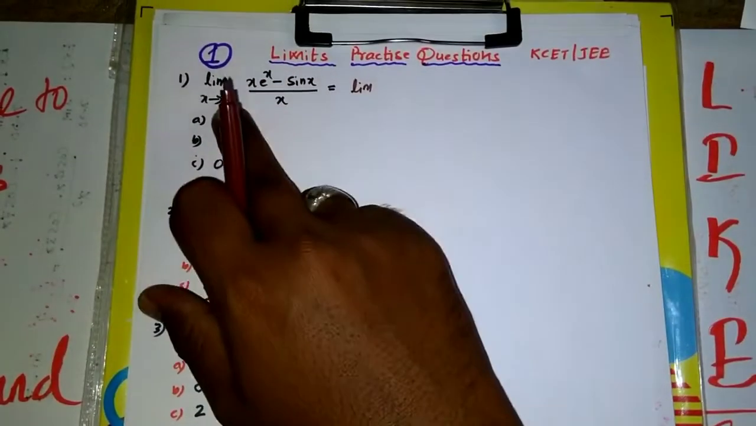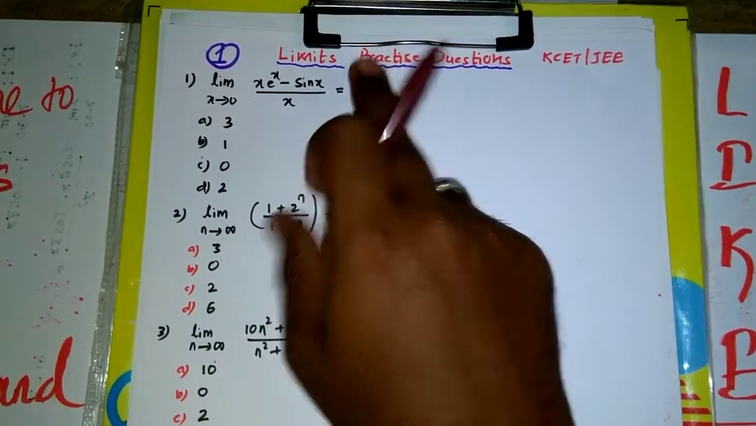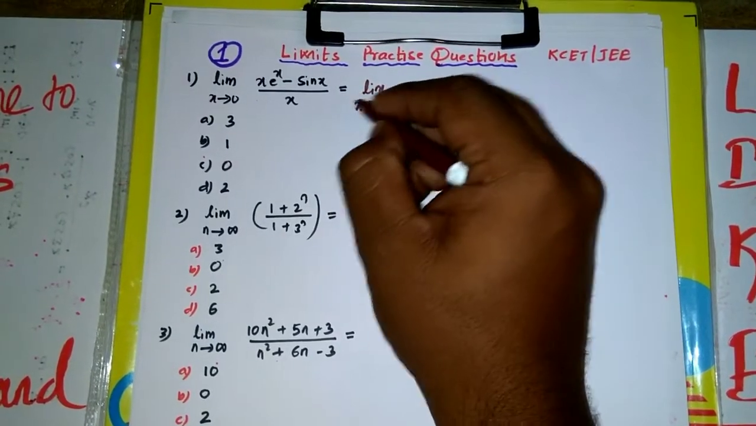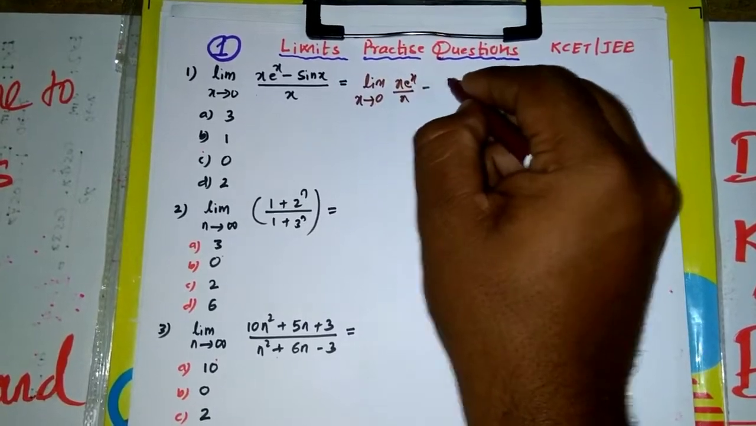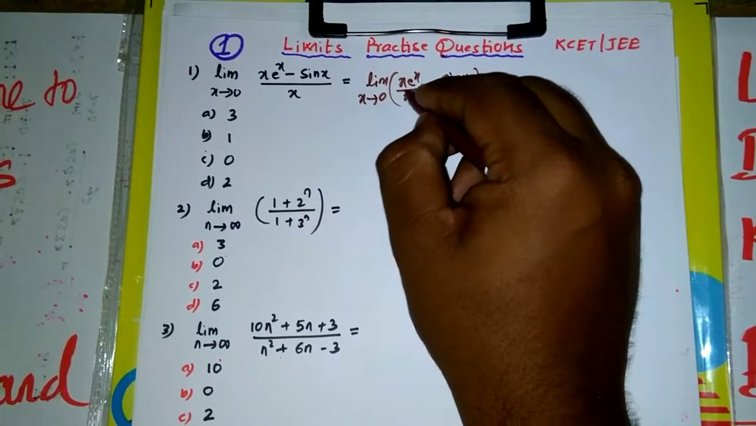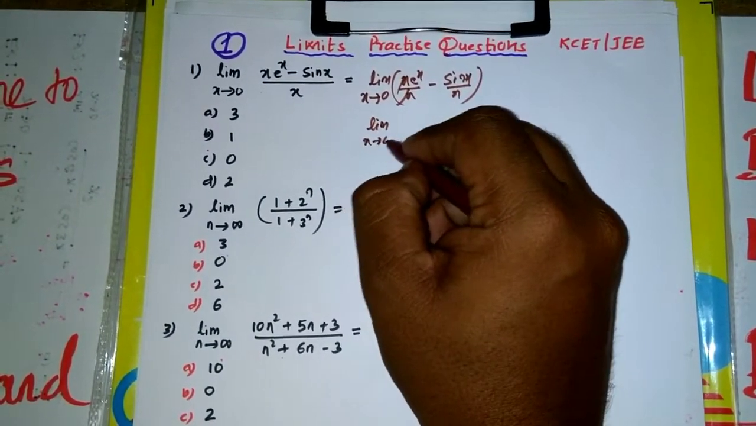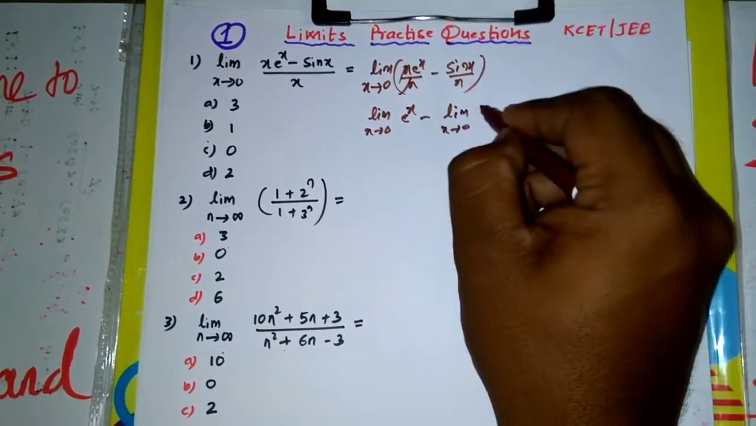Limit x tends to 0, (x e raised to x minus sin x) upon x. Okay. So here, how to solve this question here? Limit x tends to 0. So make it separation here. x e raised to x divided by x minus sin x divided by what here? x. Okay. So x cancels here. So apply limit separately. Limit x tends to 0 e raised to x minus limit x tends to 0 sin x upon what here? x.